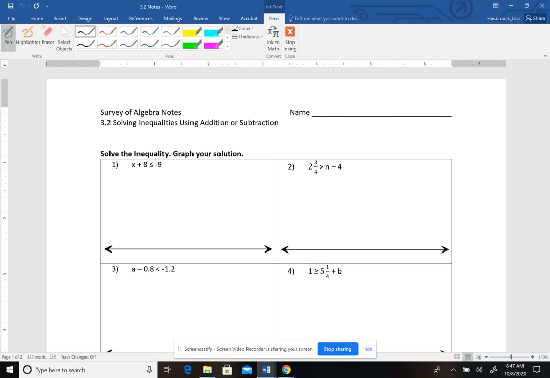Hello class, today we're going to go over section 3.2, which is solving inequalities using addition or subtraction. Let's go ahead and jump right into it. It's very similar to solving equations. So for the first problem, we're going to start by getting x alone.